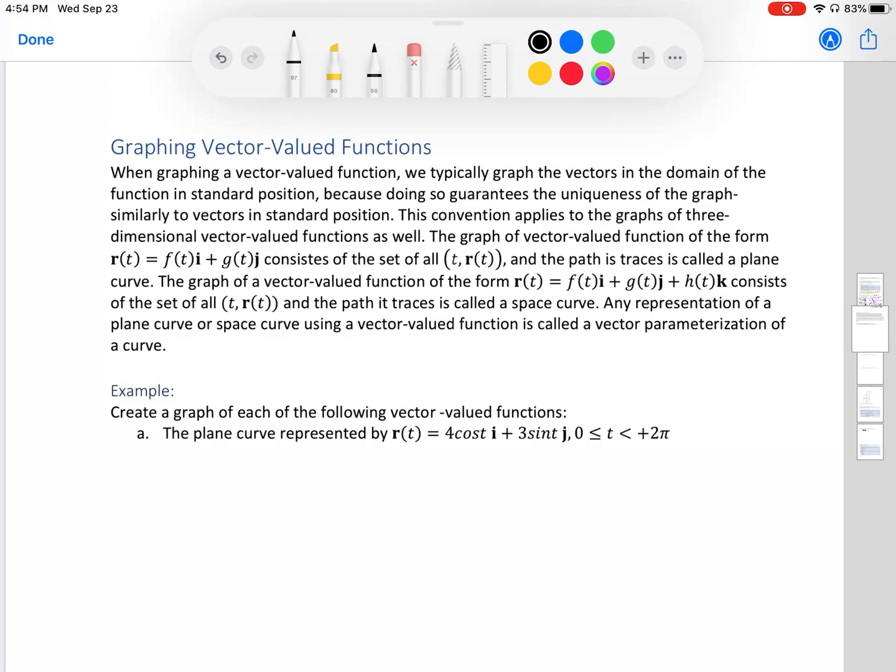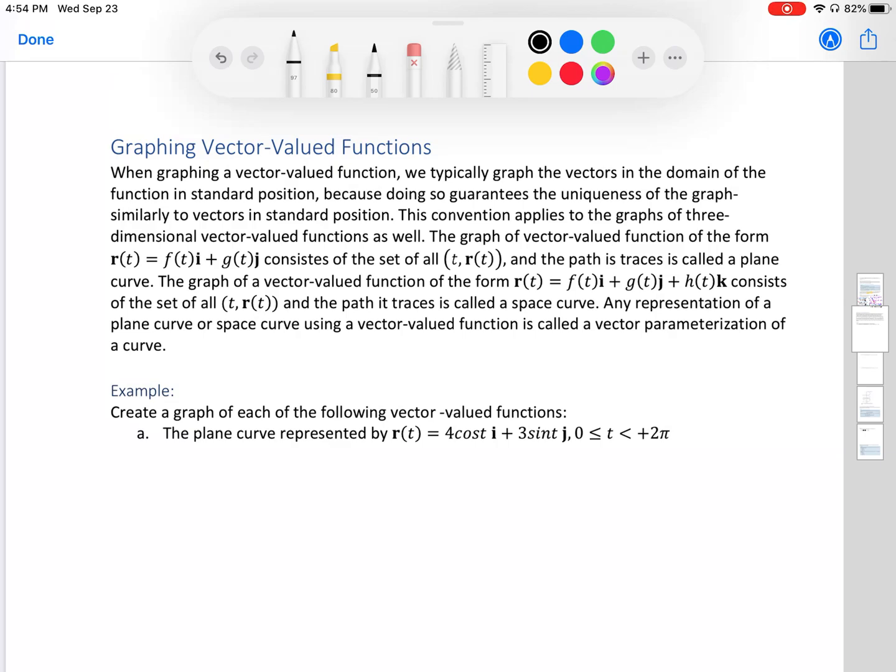The graph of vector valued functions of the form r of t equals f of t i plus g of t j consists of all the sets of (t, r of t), and the path it traces is called a plane curve. The graph of a vector valued function of the form r of t equals f of t i plus g of t j plus h of t k consists of all (t, r of t), and the path it traces is called a space curve. Any representation of a plane curve or space curve using a vector valued function is called a vector parameterization of a curve. So we're working with parameters along with the vectors.